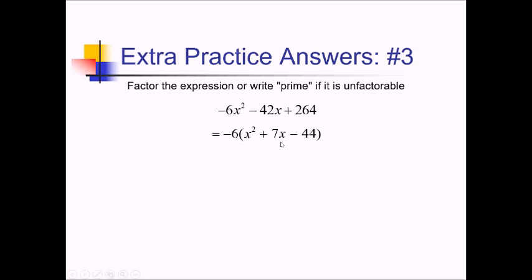So I'm going to write 2 parentheses. I'm going to have an x minus 4, rather, and x plus 11. And I've still got that negative 6 that I have to bring down because it is one of my factors.